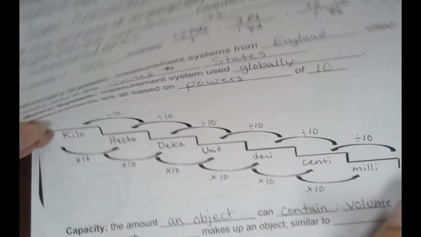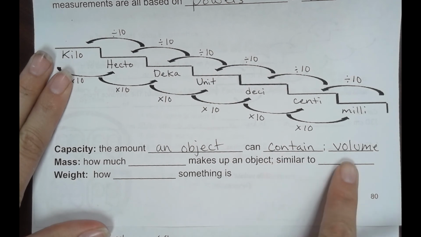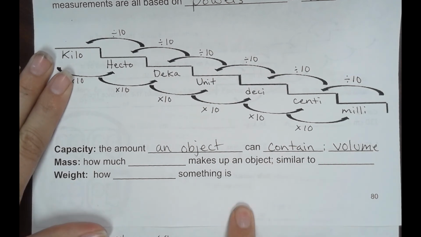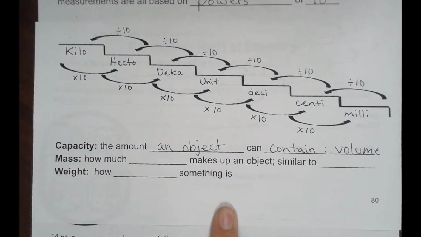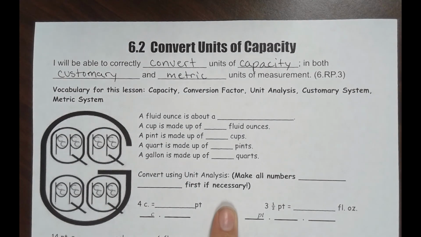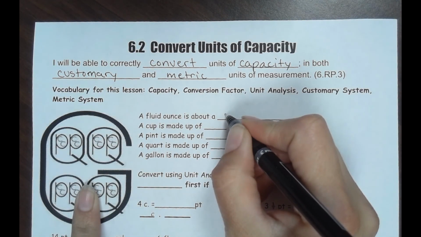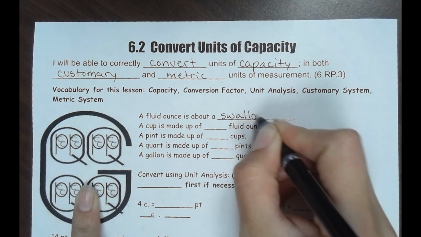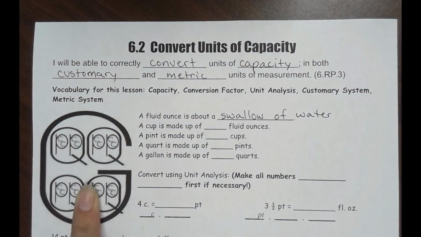Vocab on this page. Okay, capacity. Capacity is the amount an object can contain, or volume. So go ahead and fill that in. The amount an object can contain, also known as volume. So, a fluid ounce is about a swallow of water. So imagine how much you drink in a swallow. That's about an ounce. Okay?